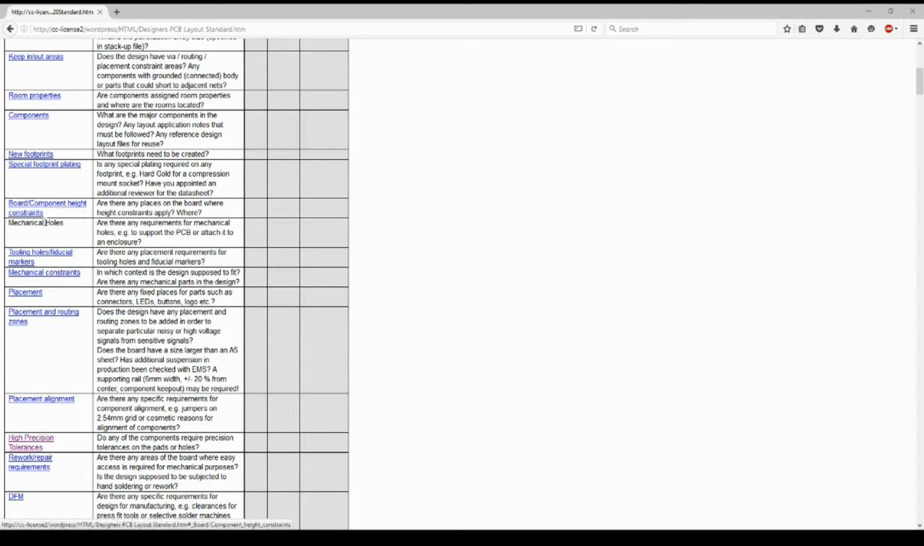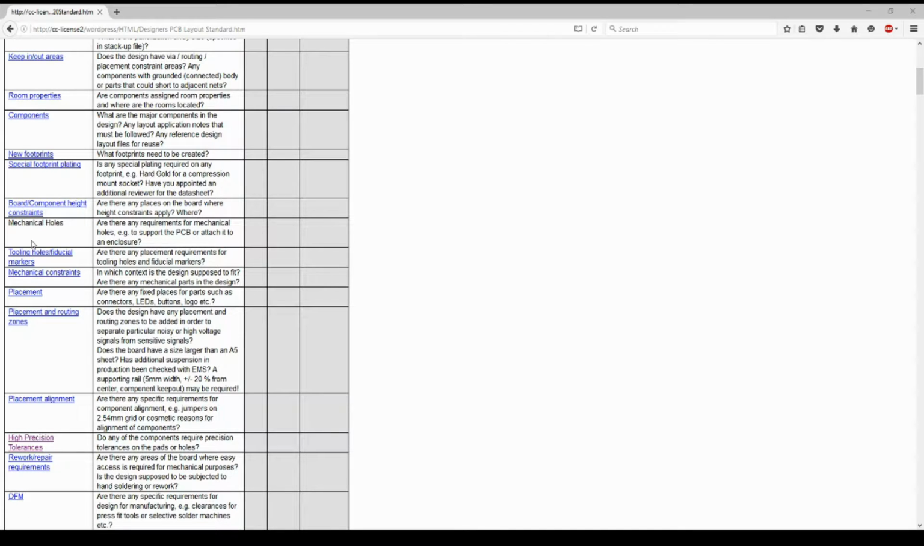Board component height constraints. It's important to know not only in the board outline what sort of limitation we have, but also if there is anything mechanical or other boards added on top that determines where to place components because of their height.